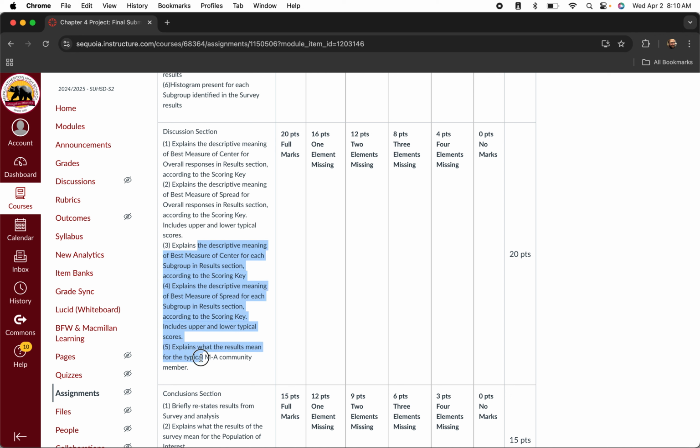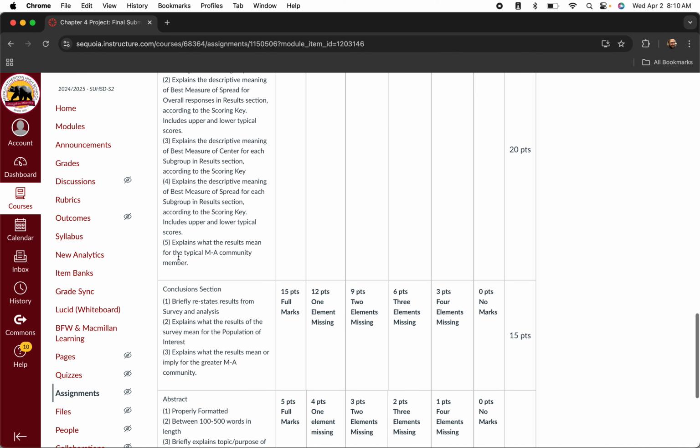And again, repeat that process for each of your subgroups. Make sure, again, that if you asked about freshmen, sophomores, juniors, and seniors, you have those explanations present in your discussion, in addition to your overall big group results, and explain what the results mean for the typical MA community member.